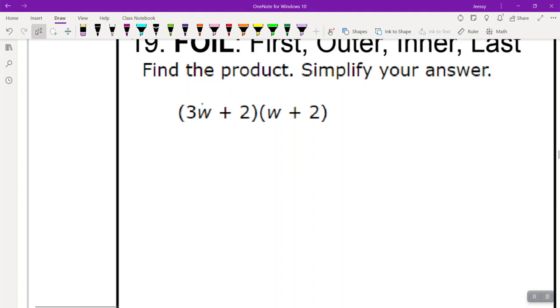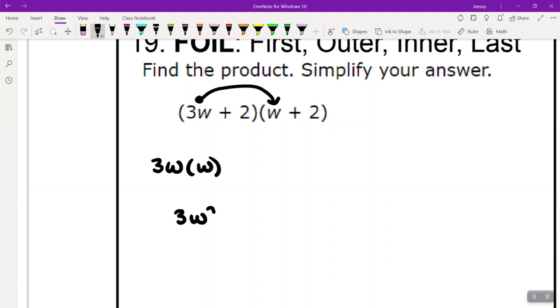All right, 3w plus 2. We're going to start with the 3w. Put a dot on top of it. And we're going to multiply it with the first one over here. So what's 3w times w? All right, this is the first one. Don't write it small. Write it nice and big and clear so you have a perfect example on this stuff. So this is going to give you 3w squared.